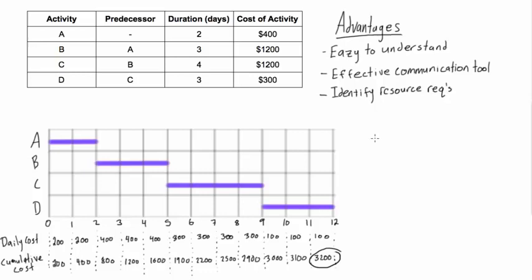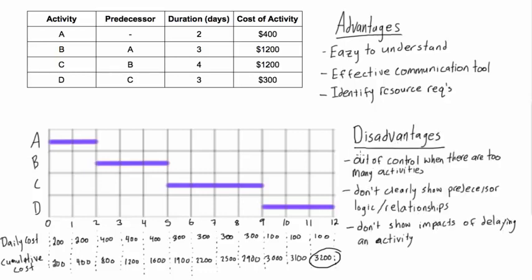And then we have our disadvantages down here. So if you watch the last video, you'll see, if we have tons of activities here and lots of different predecessor relationships, sometimes we can have more than one predecessor. Basically, the Gantt chart gets a little out of control when there's too many activities. They also don't clearly show the predecessor logic or the relationships.